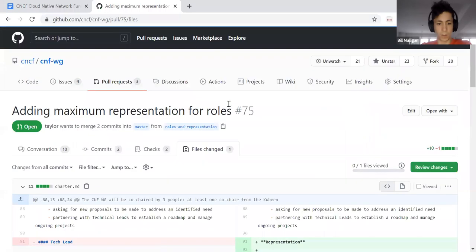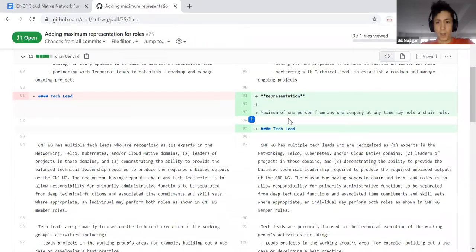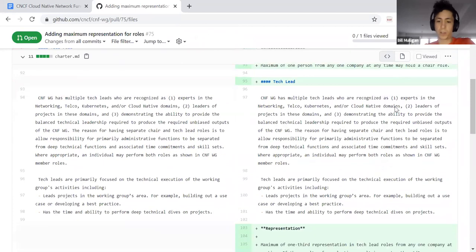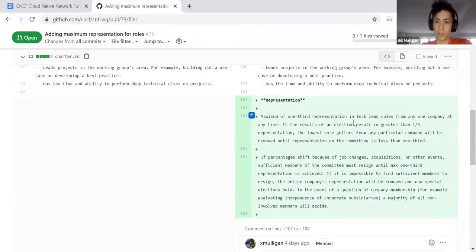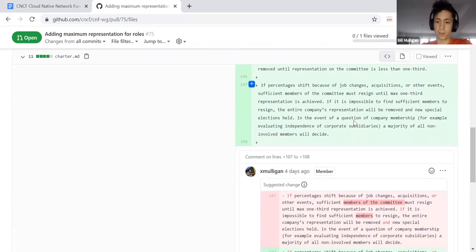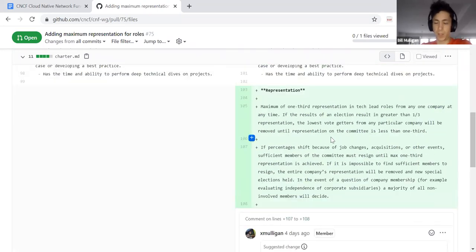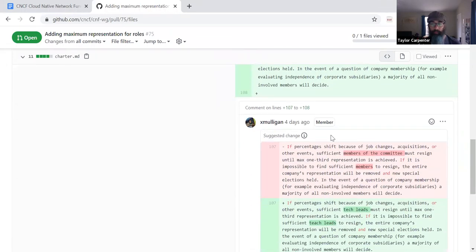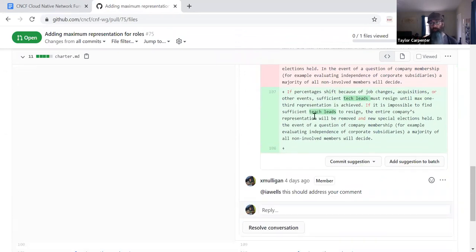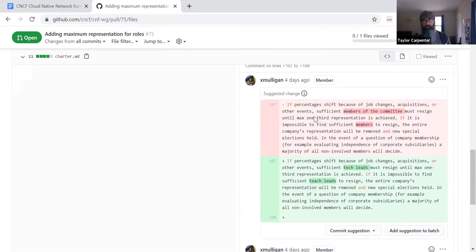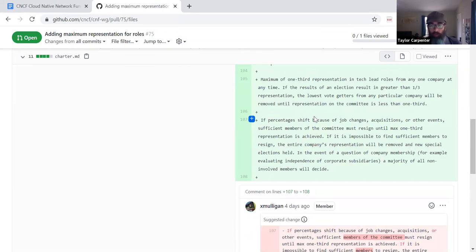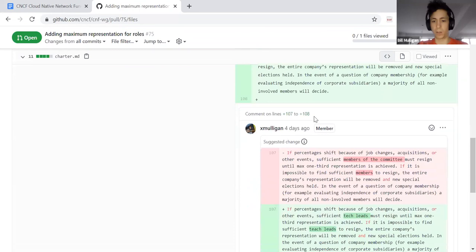And so what this is, one person from any company can hold a chair role, and also one third of the tech leads can be from one company at a time. And I think, Taylor, where did you pull this from? Is this from Kubernetes? Yeah, I don't remember. It was a Kubernetes, or TOC type of thing. Yes, this is pulled from another project.